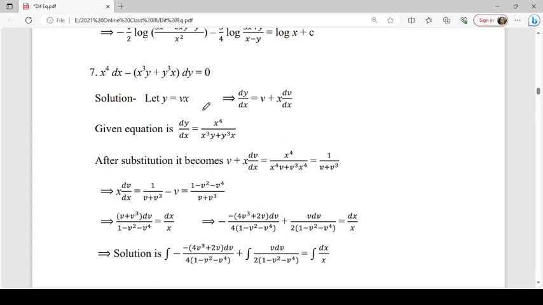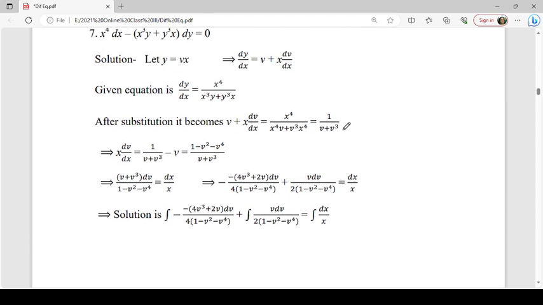Then x to the power 4, it is 4th degree, so it is x to the power 4 by x cube y plus y cube x, making this vx, this becomes 1 plus v by v cube, then we are subtracting v, then this becomes 1 minus v square minus v to the power 4 by v plus v cube. V plus v cube goes as numerator and this in the denominator. Then this is 4v cube minus v minus 2v.